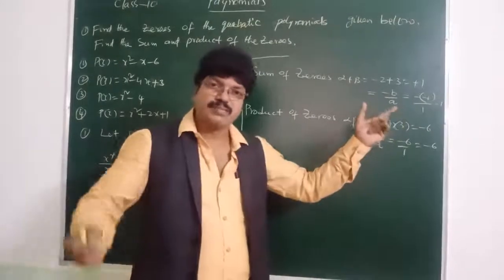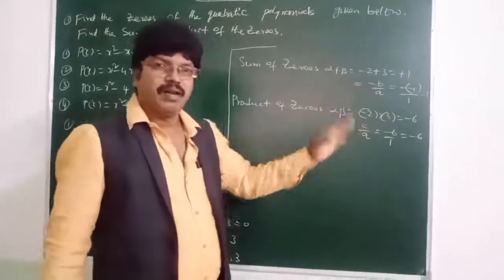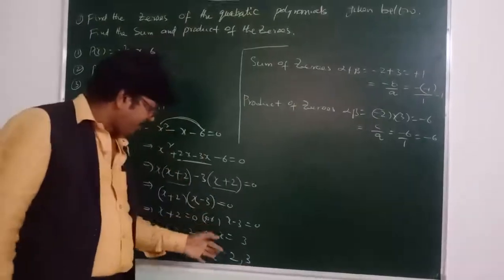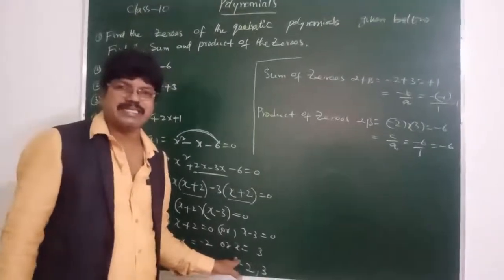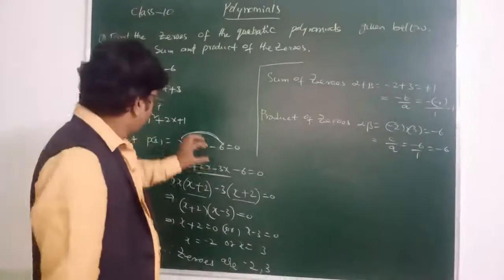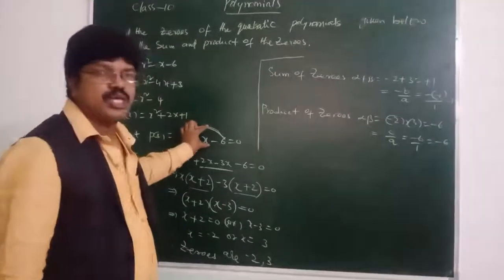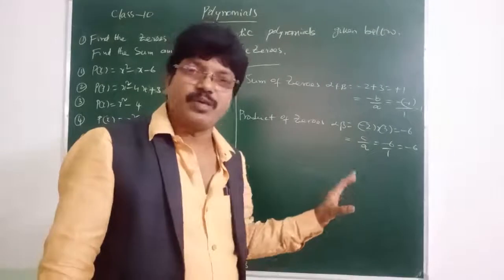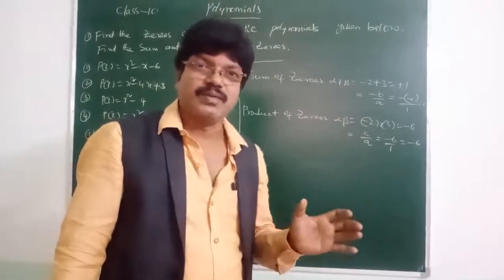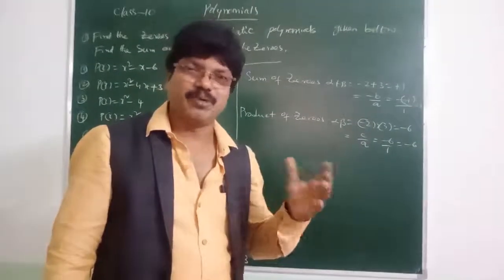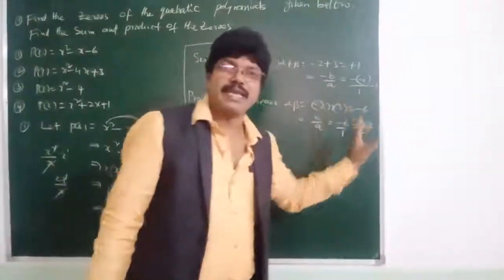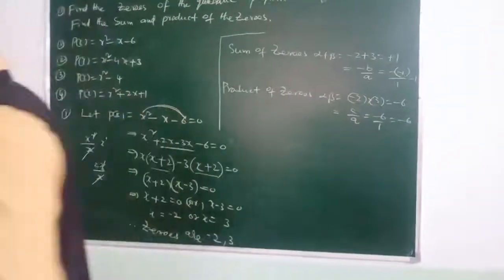Sum of zeros is minus b by a. Already we have proved it and found the zeros like this. Otherwise, from this expression also we can find the sum of zeros and product of zeros without solving, without knowing the zeros, from this equation: minus b by a and c by a. Copy down.